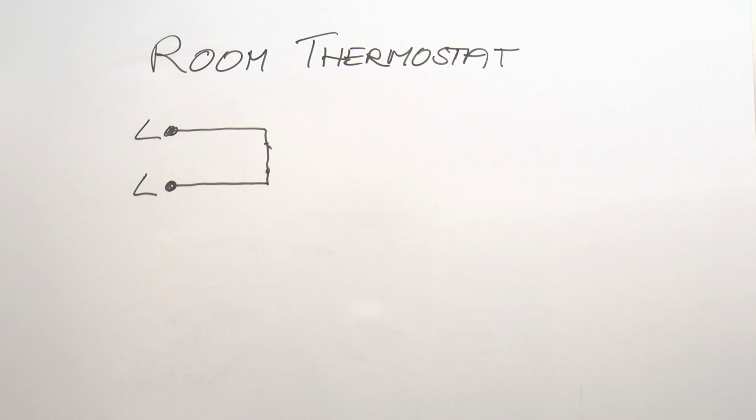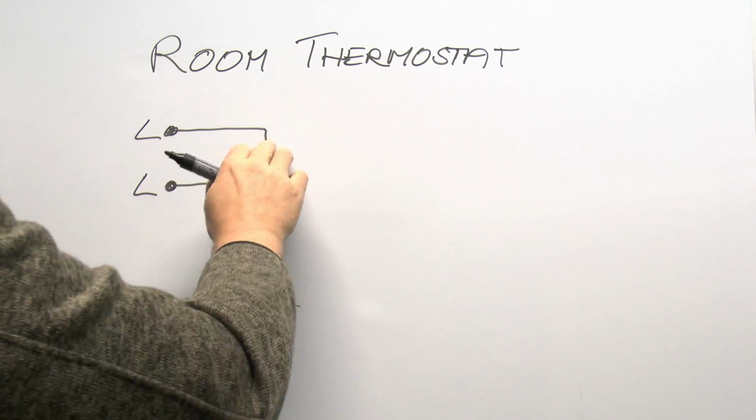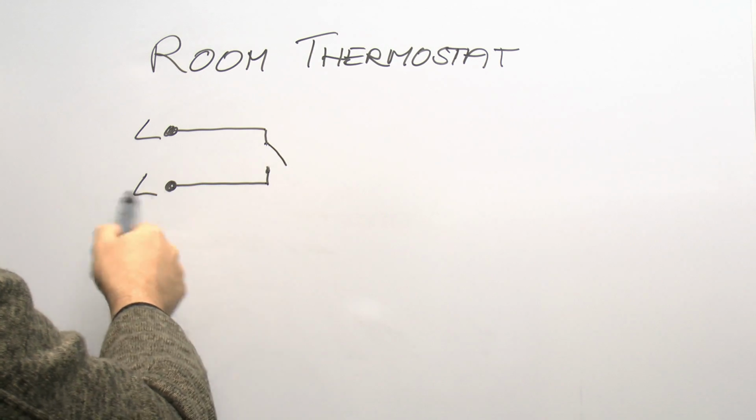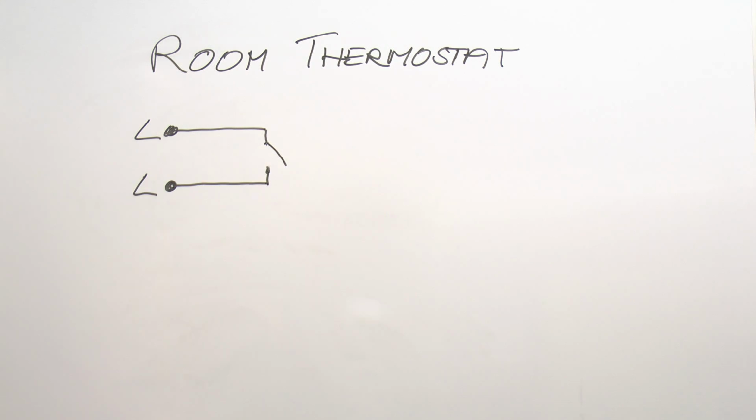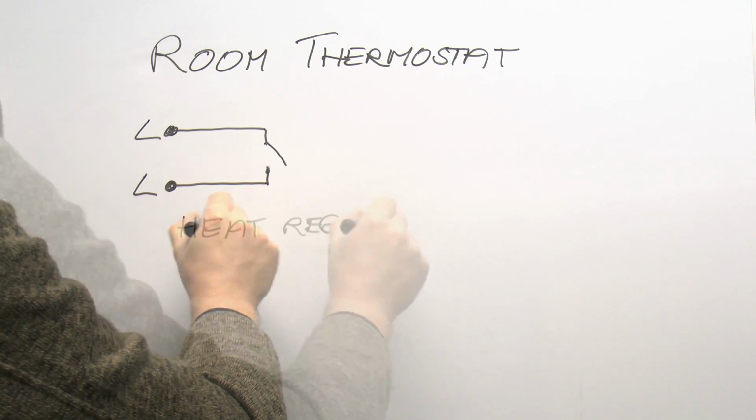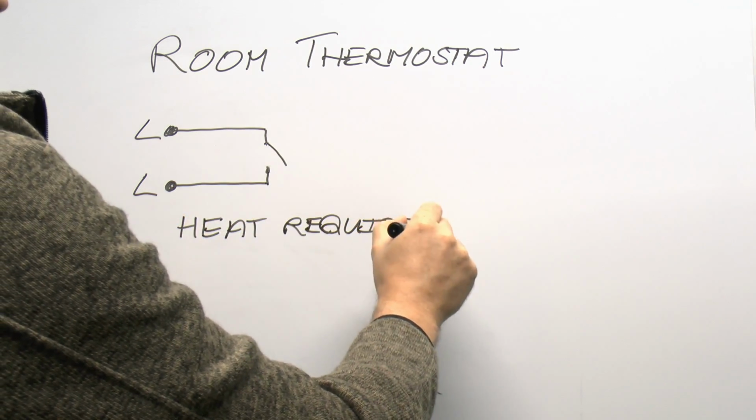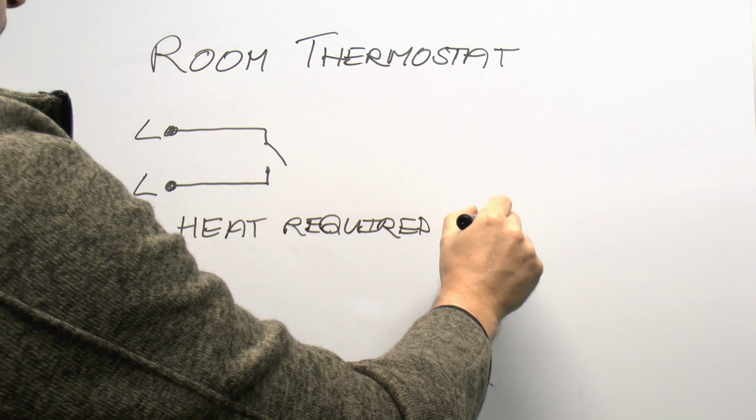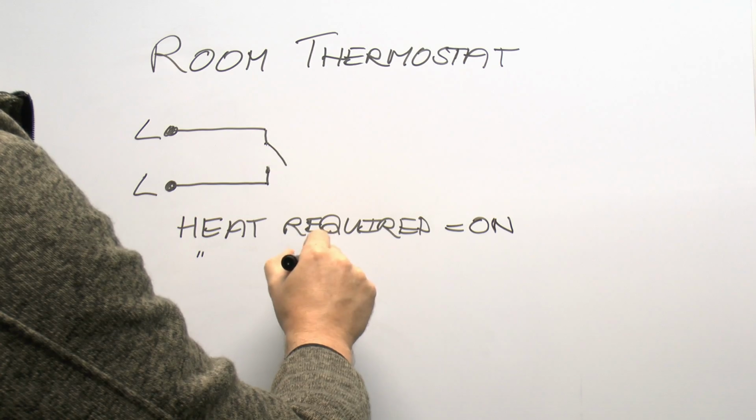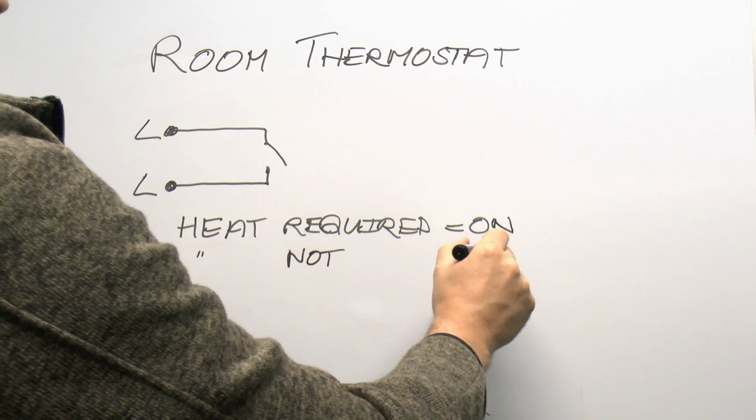And when the room heats up to the desired temperature, then the contacts will open, and therefore you don't get that line or live signal coming back to the rest of the system. So that's essentially all there is to it. So when heat is required, then the switch is on, and if heat is not required, then the switch is off.